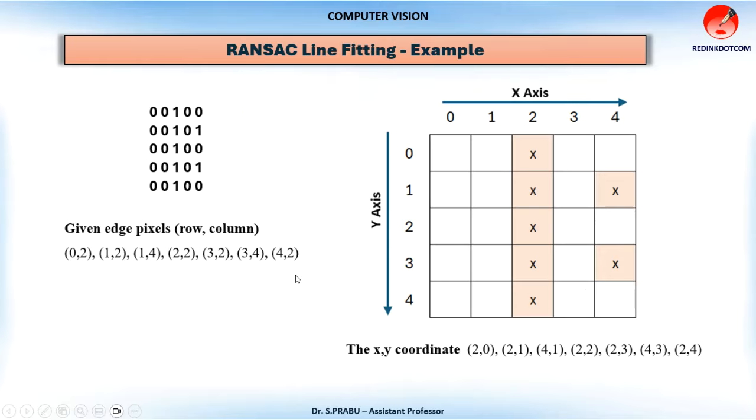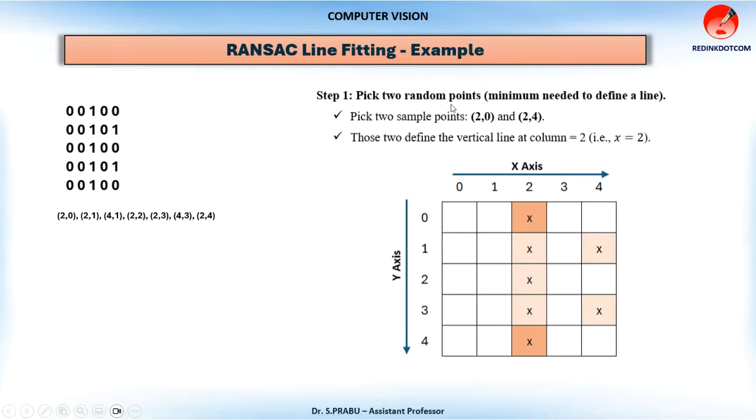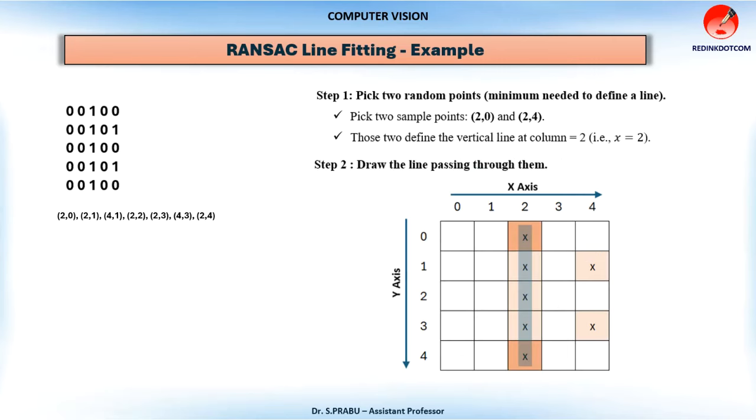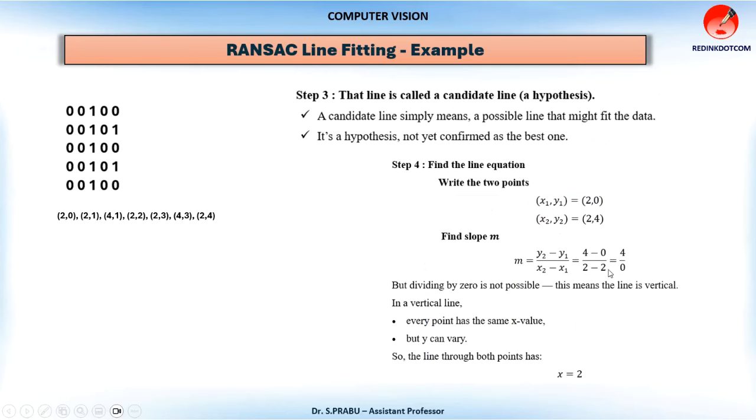Let's see one example. I take this image with the noise information. In the first step, I list the edge coordinate values and rewrite them as xy coordinate values. First I pick 2 random points. For this image, I pick these 2 pixels first. The coordinate of the first is 2, 0 and the second pixel is 2, 4. Then I find the candidate line. From these 2 points, I find the line equation. Here the slope becomes infinite, so the line equation is nothing but x equal to 2.